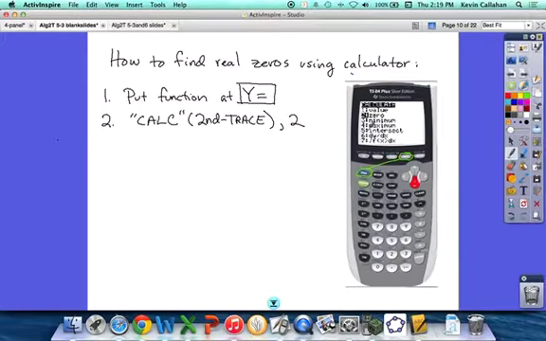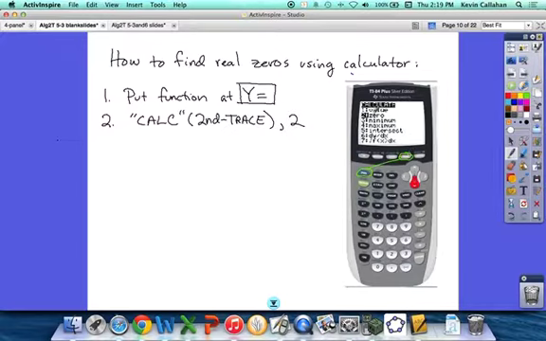Now, look above the trace key. It says calc, right? Not the same calc that we did when we were doing stat calc and making our models. But this one, you have to hit the second to access. So go second trace. And then you're going to see this menu right here. And the second option, the number 2, that's zero. We're trying to find the zero. So you go second trace 2.